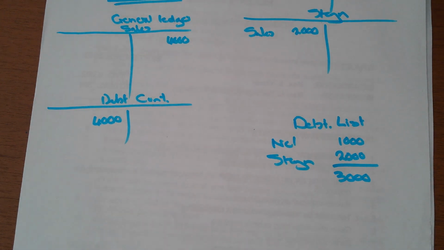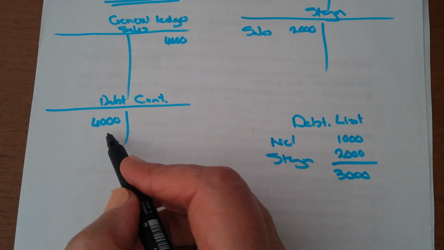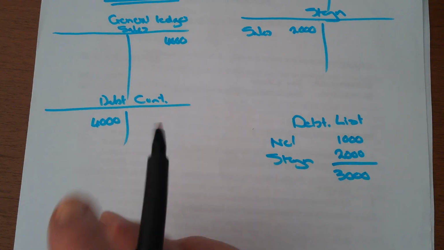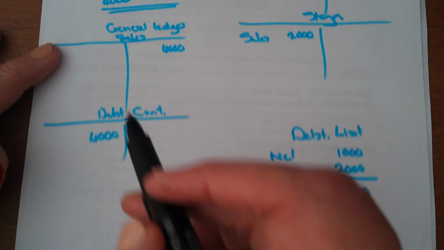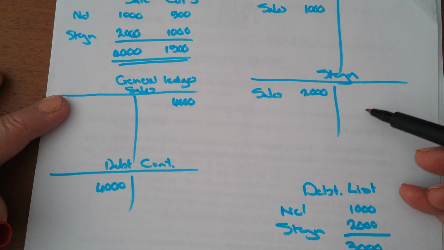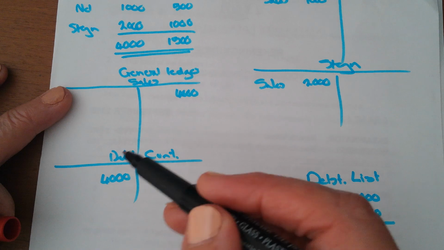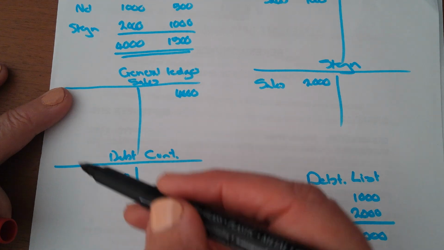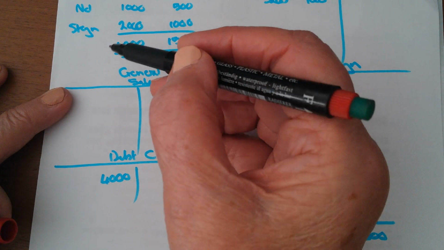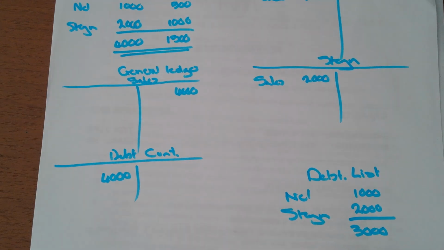If I look at these two figures now, it indicates to me that there's a mistake somewhere, because the debtors list is 3,000, the debtors control is 4,000, and they should be the same because I'm transferring the individual entries to my debtors. The debtors list is a balance of all my debtors, and I debit my debtors control, that is the total of the debtors control column in all the journals. So it means now I have to go and look where was the mistake.